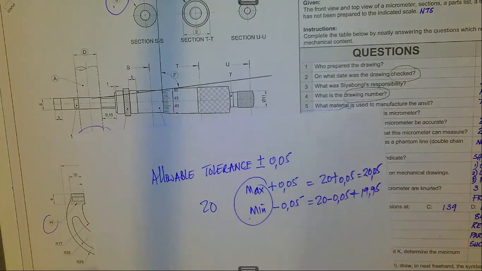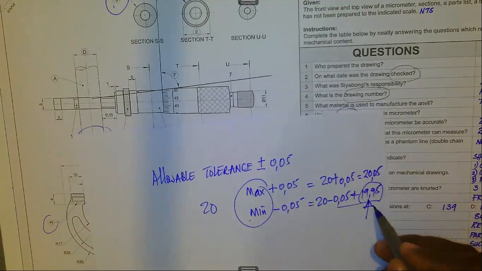So the minimum, you cannot go beyond this in terms of the size. That is what can be accepted. That gives us what we refer to as the tolerance zone, from 19.95 to 20.05.